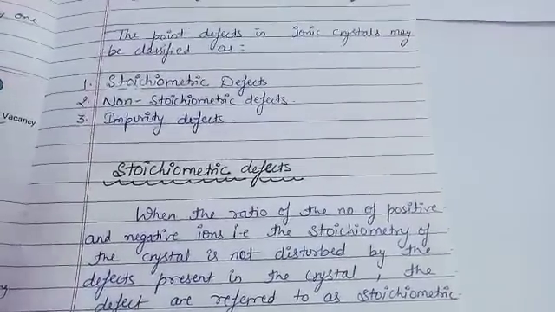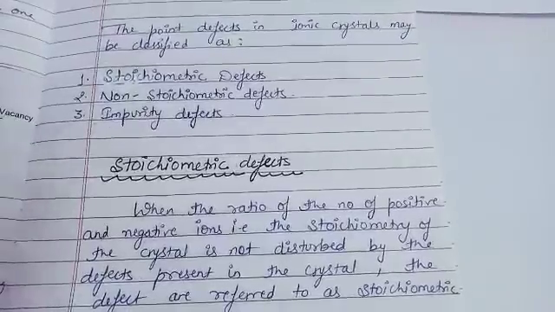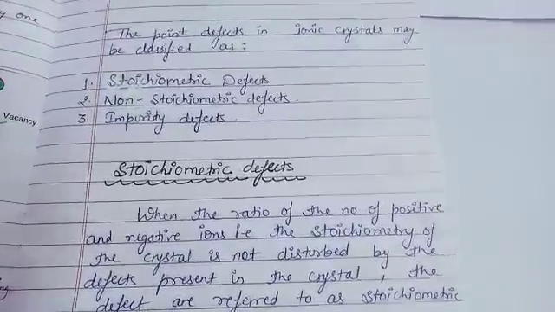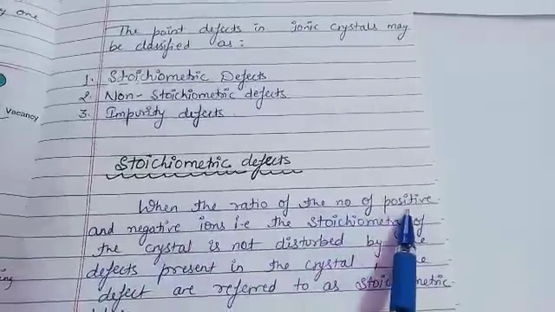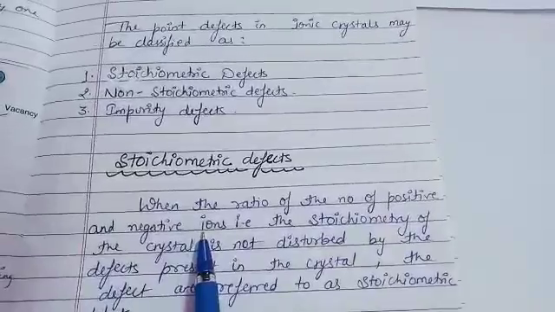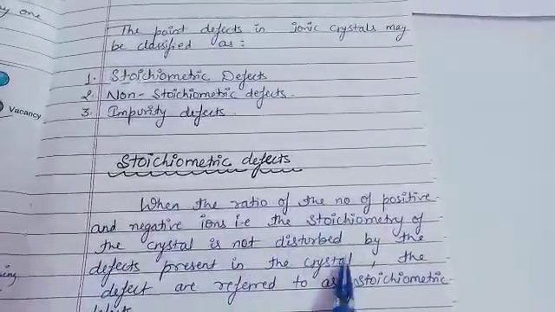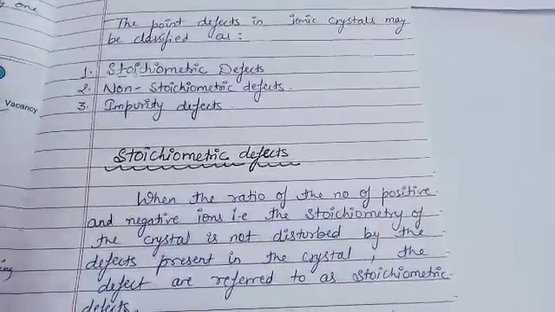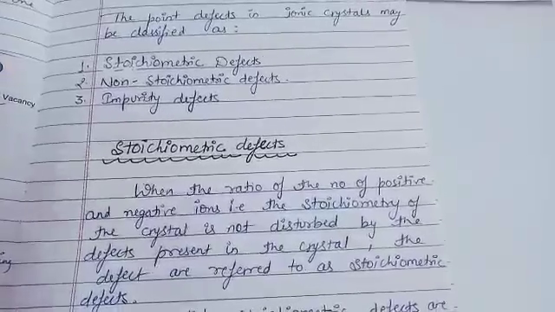Now, if there is some defect in these compounds, that type of defect is known as stoichiometric defect. When the ratio of the number of positive and negative ions, that is the stoichiometry of the crystal, is not disturbed, even if there is a removal of positive or negative ions, the ratio will not be disturbed.